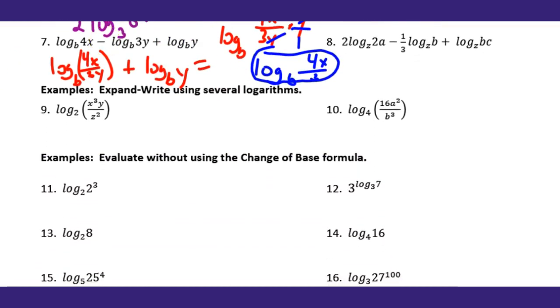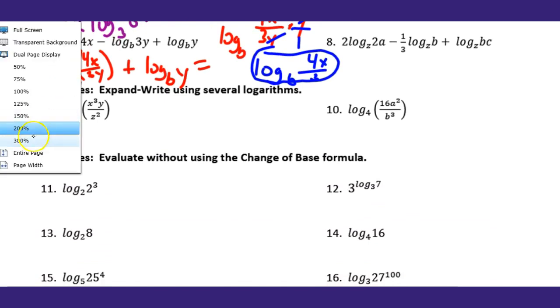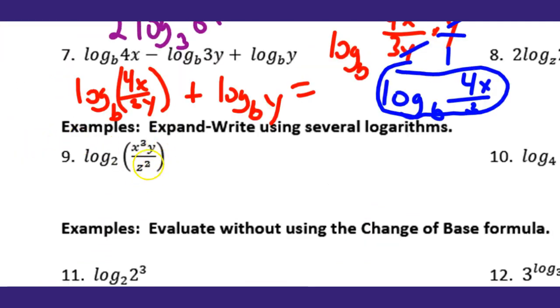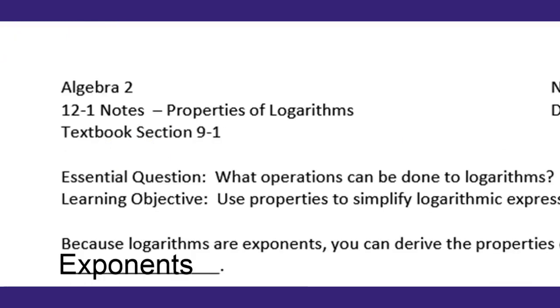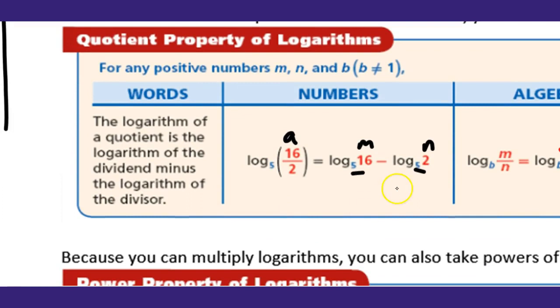All right. Now this one, we need to expand. Let me make this a little bigger. All right, expand. Expand means make it bigger, right? Expand it out. So when we expand it out, the first thing we need to do is separate the top from the bottom. To separate the top from the bottom, notice it is division, which means I end up with subtraction. All right, look at your rule. When it's division, you're going to get subtraction, okay?